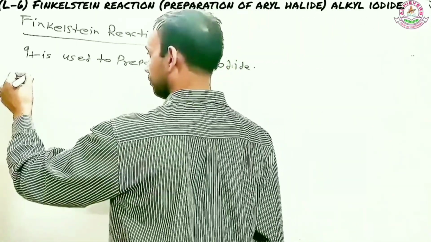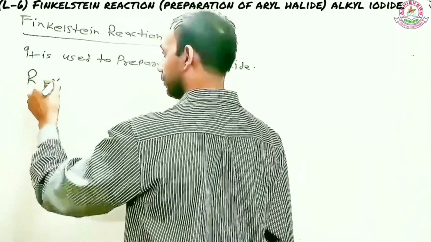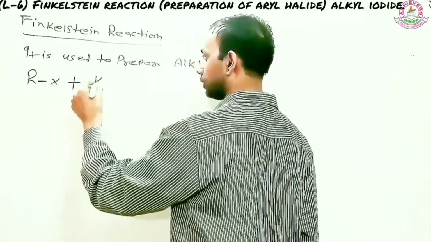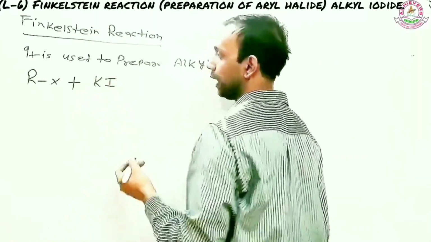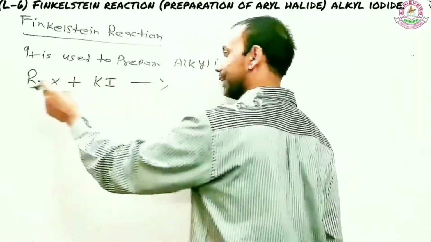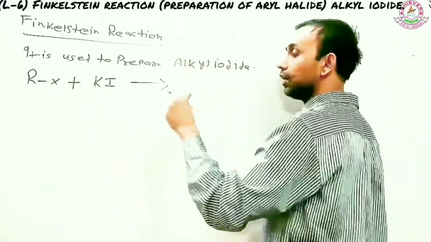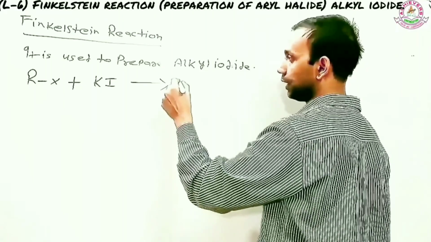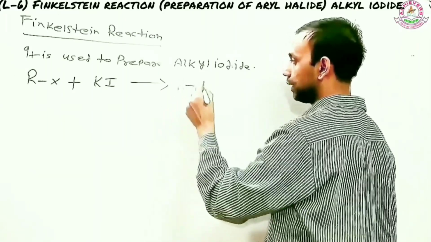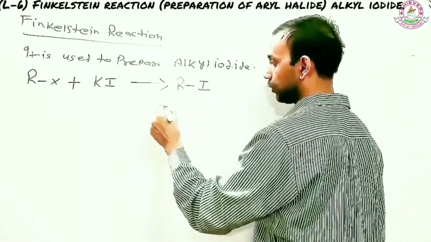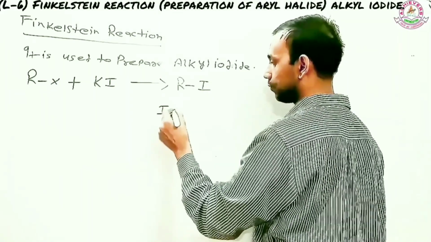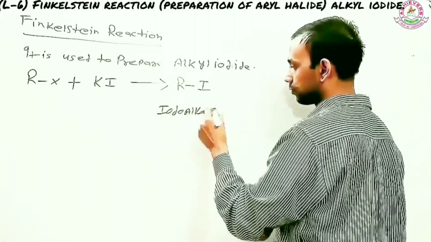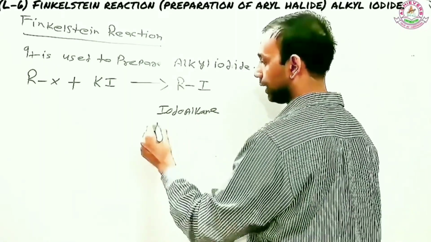You actually have a haloalkane or alkyl halide treated with potassium iodide. So what happens? They undergo a mutual exchange of ions, and this forms RI, which is your iodoalkane, or you can also call it alkyl iodide.